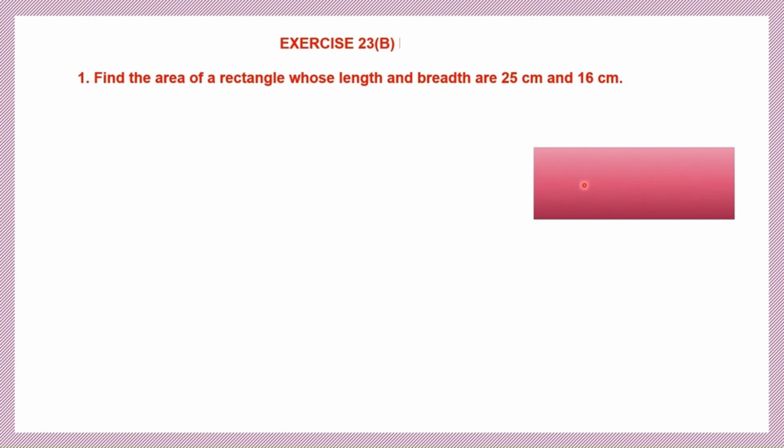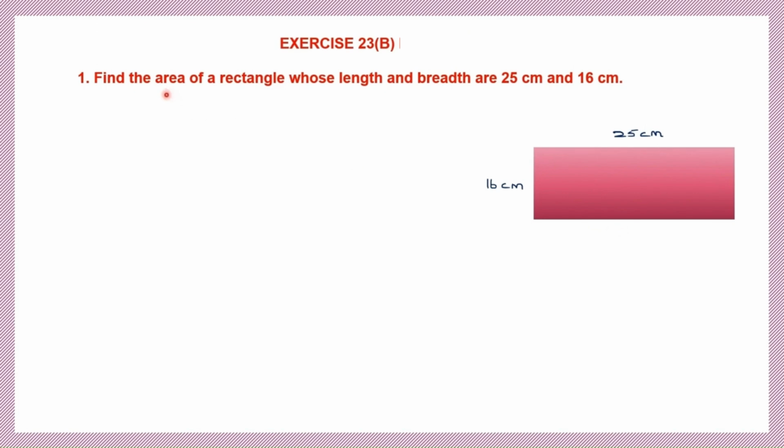Now we have a rectangle here. Now the length is 25 centimeters. So let's write that length is the longest side, isn't it? So length is 25 centimeters and the breadth is the shortest side. So that is 16 centimeters. So here we have a rectangle, length is 25 centimeters, breadth is 16 centimeters. We know that opposite sides of a rectangle are equal.